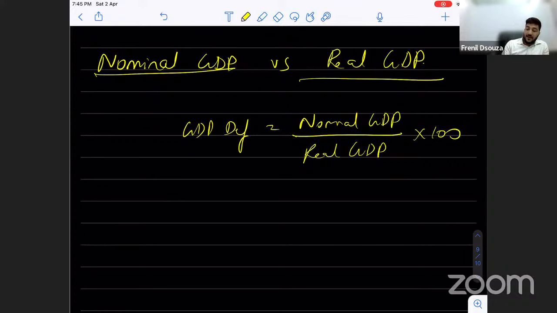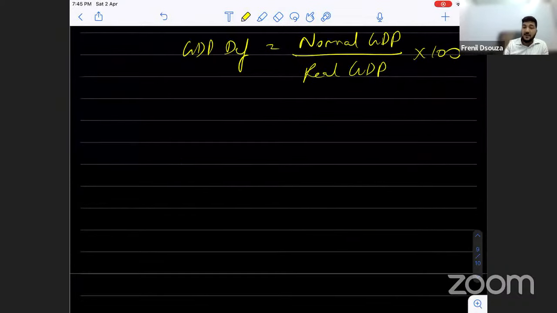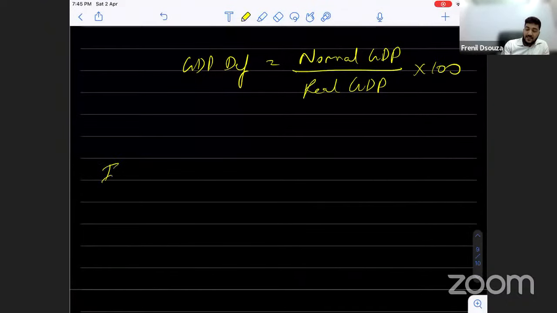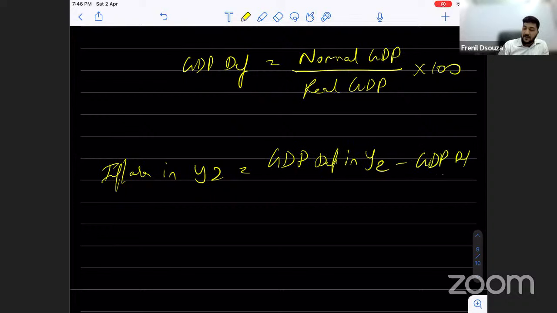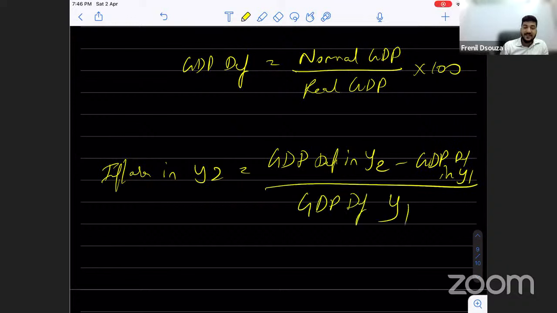At the same time, how do you calculate the inflation rate? Let us say that there are two different inflation rates in year one and year two, right? How do we calculate the inflation in year two? We calculate it by GDP deflator in year two minus GDP deflator in year one, divided by GDP deflator in year one. Just like calculating a growth rate, of course, you have to multiply that with 100 to get it as a percentage, right? This is how you do it.